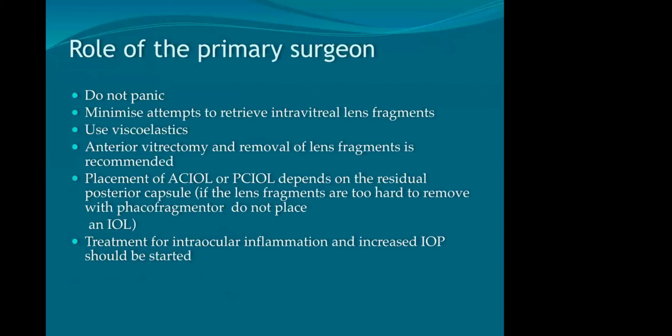Now, what is the role of the primary surgeon? When you have a capsular rupture and the lens matter gets released into the vitreous, don't panic. Don't try to catch the lens fragments in the vitreous. Minimize your attempts to retrieve intravitreal lens fragments. Use viscoelastics, try to elevate the fragments and take them out. But if they have got released into the vitreous, don't try to fish them out. Anterior vitrectomy and removal of lens fragment is recommended if you are experienced enough.